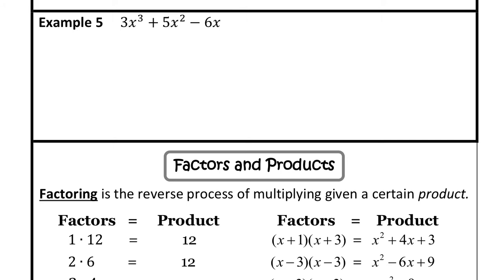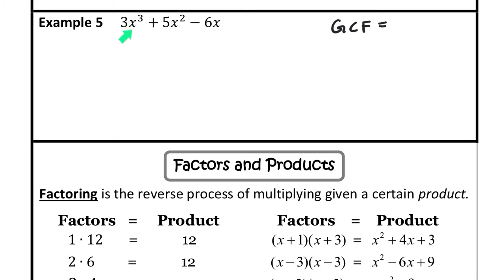Next one, looking for the GCF. Looking at the numbers, is there a common factor between 3, 5, and 6? I can divide 3 by 3, but I can't divide 5 by 3. I can divide 5 by 5, but I can't divide 3 by 5. I can divide 6 by 3, but I can't divide 5 by 3. So as far as the numbers go, they don't have anything in common, but they both have x's in common.